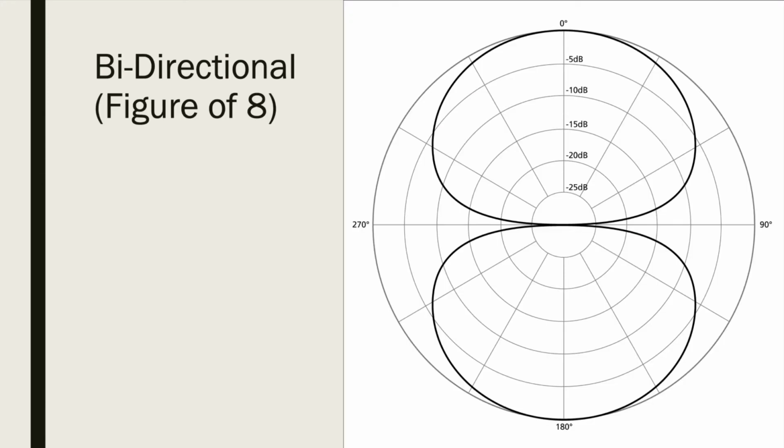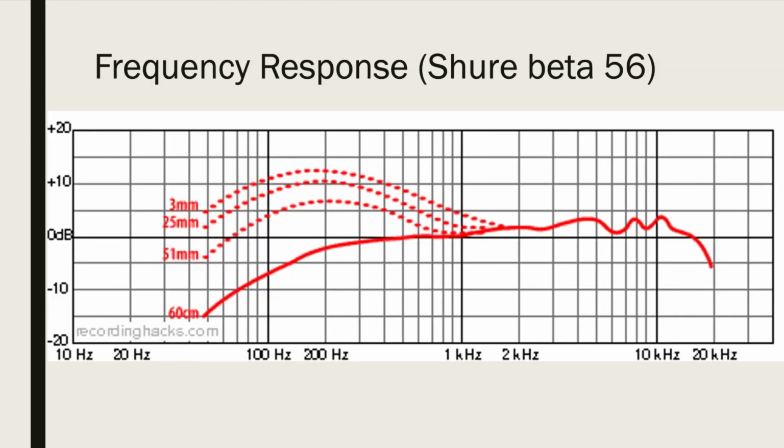Cool, so there's another advantage of bidirectional or figure 8, which is mirrored in the frequency response of the Shure Beta 56, and I'm going to get to that now. So this is actually a kick drum microphone. What we can see from this thick red line here is that this microphone past about, let's say, 5-6 kilohertz, maybe 7 or 8 kilohertz, starts rolling off.